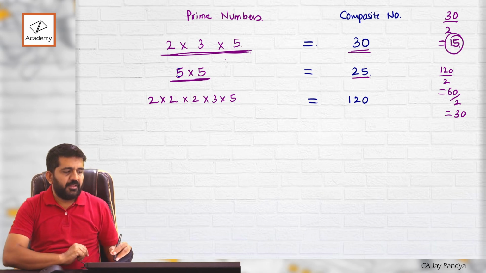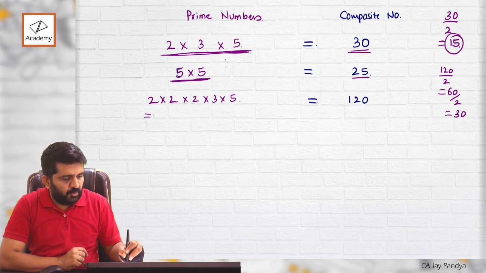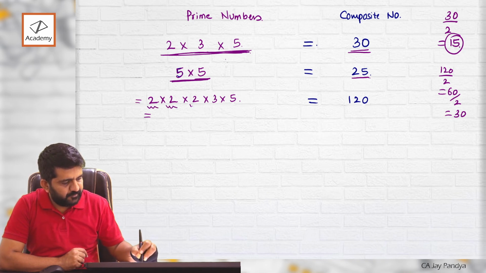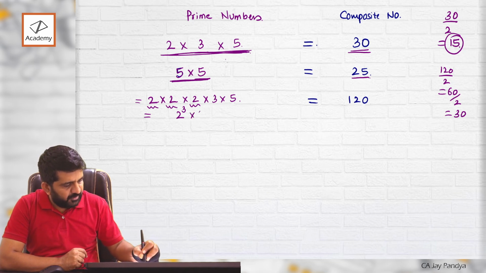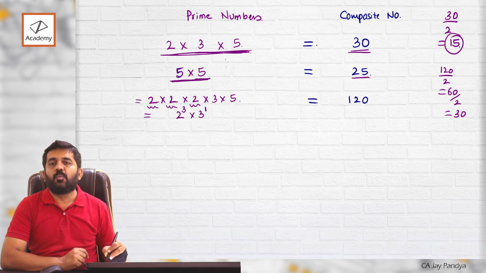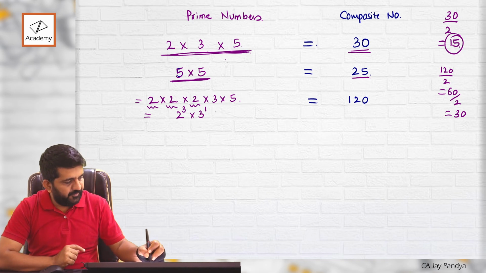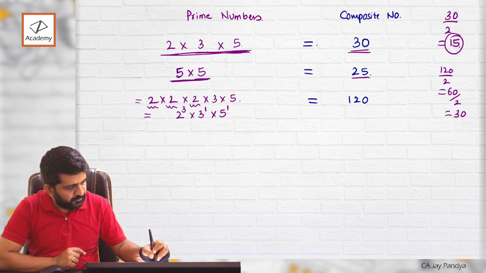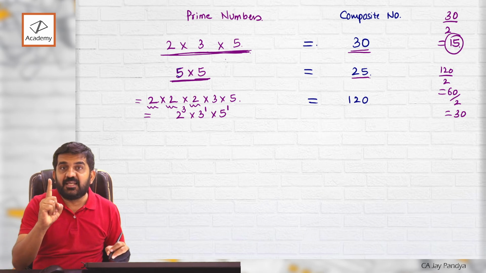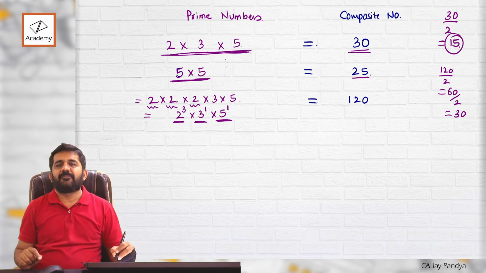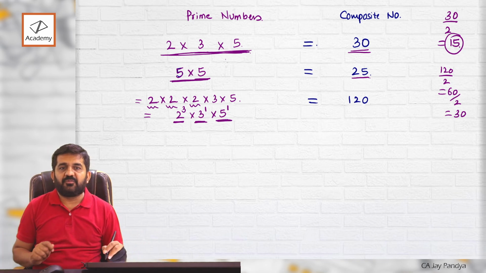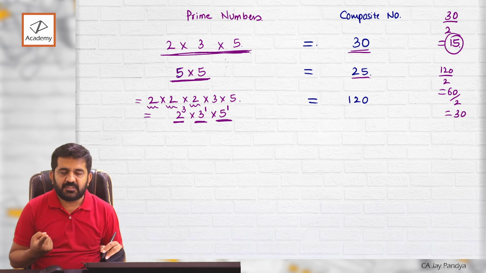Now I am also teaching you how to write it down differently. 2 is how many times? 3 times. So write down 2 raised to 3, 3 raised to 1 because 3 is only one time, and 5 raised to 1. Still, all are which numbers? Prime numbers. All are prime numbers.